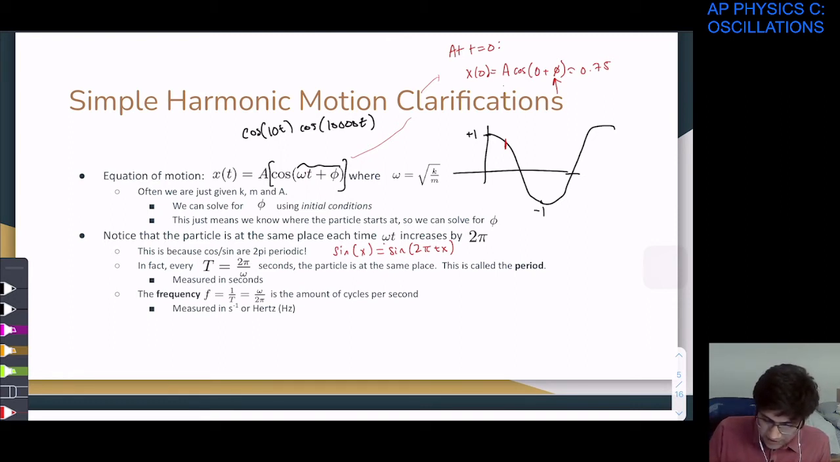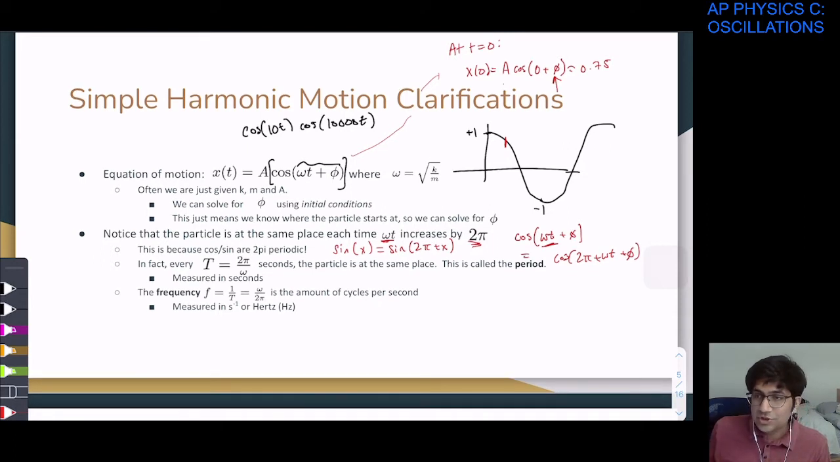So each time this omega t increases by 2 pi, we would have cosine of some initial omega t plus v. And if this quantity increases by 2 pi, we would get cosine of 2 pi plus our initial omega t plus v. And these two will both be equal because we're just shifting by 2 pi. In fact, over here, you can see that t equals 2 pi over omega seconds. The particle is at the same place. And this is called a period.